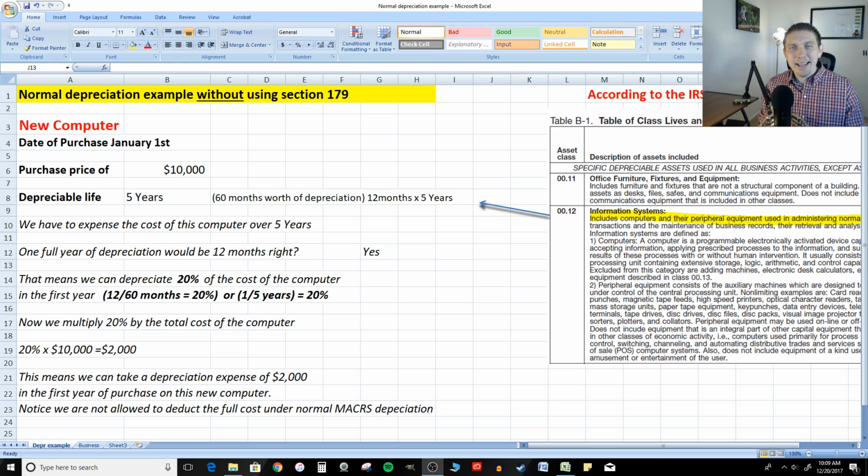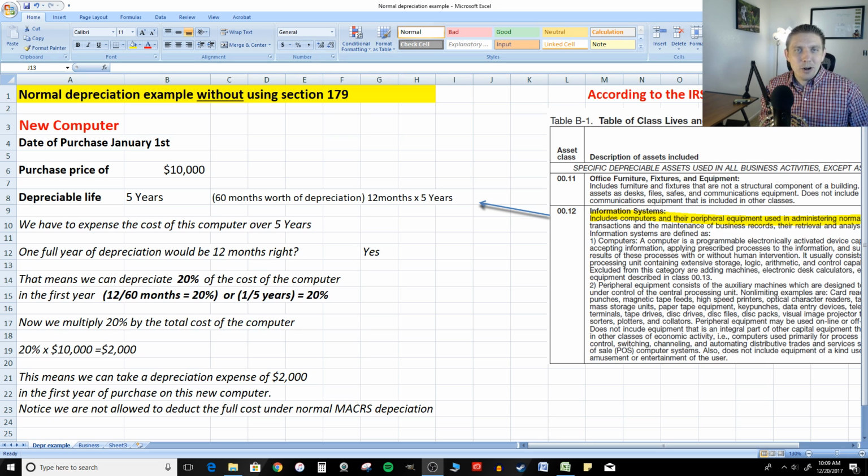Okay, let's take a quick look at an example of how depreciation would normally be calculated on this computer without using Section 179 at all. By understanding this, you're going to be able to see how big of a difference it is later in the video. So let's take a quick look.